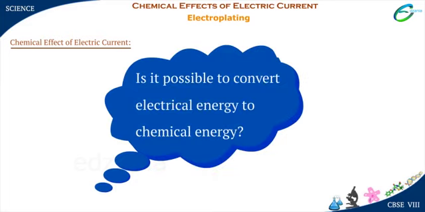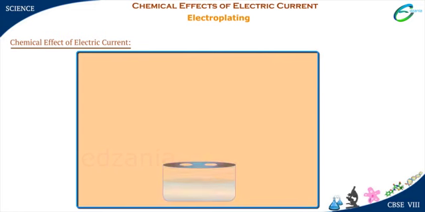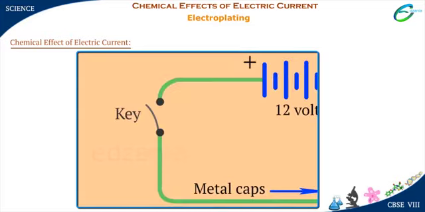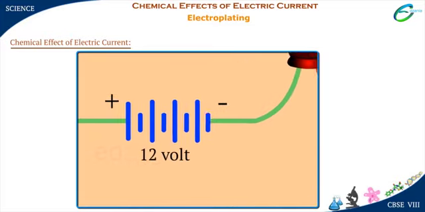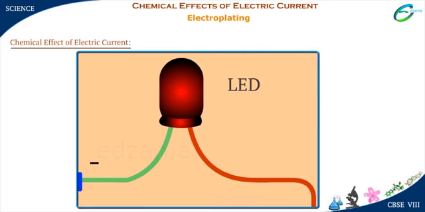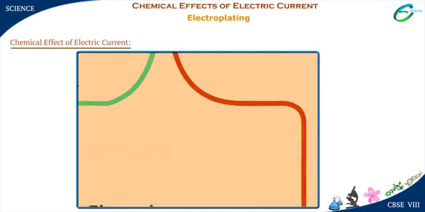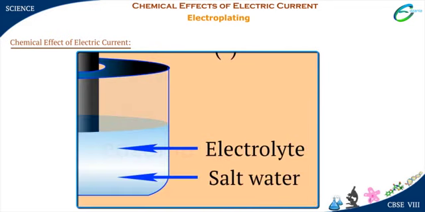Is it possible to convert electrical energy to chemical energy? Let's find out by performing a small activity. Consider a glass tumbler with a plastic cover which has two small holes in it. Now put two carbon rods in the holes. Complete the circuit with the help of key, battery, LED. A substance that is capable of conducting electricity in liquid form is called an electrolyte.